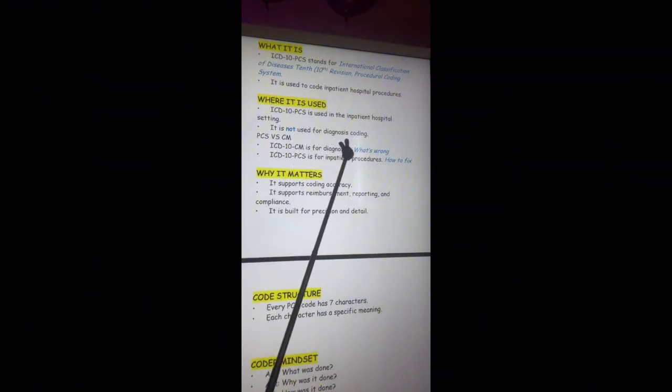It is not used for diagnosis coding. PCS versus CM. PCS is for inpatient procedures. CM is a clinical modification, but it's for diagnoses, okay? ICD-10-CM is for diagnoses. So you're always saying to yourself, okay, what's wrong with the patient? All right? Patient has leg pain. ICD-10-PCS is for inpatient procedures. How are we going to fix it? All right? So this is the logic.